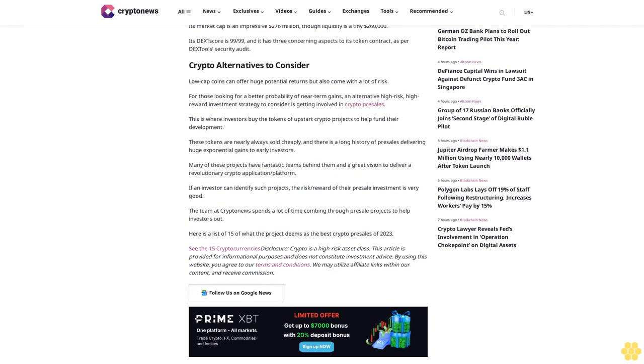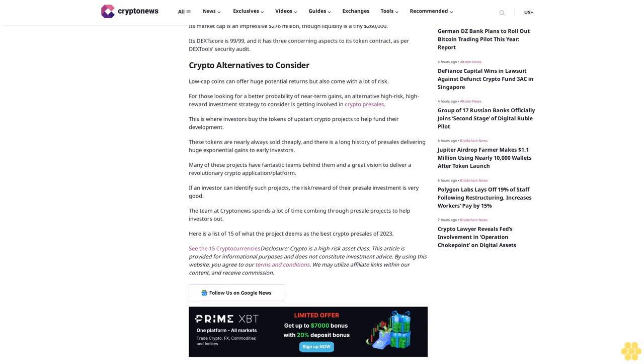Pepe Fork, $PORK. A newly launched Pepe coin alternative called Pepe Fork $PORK is pumping on Thursday. $PORK was last up around 80% in the past 24 hours, as per DEXTools. Its market cap is an impressive $276 million, though liquidity is a tiny $260,000. Its DXT score is 99/99, and it has 3 concerning aspects to its token contract, as per DEXTools security audit.